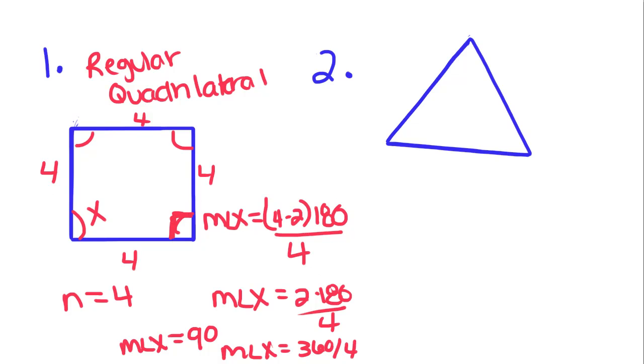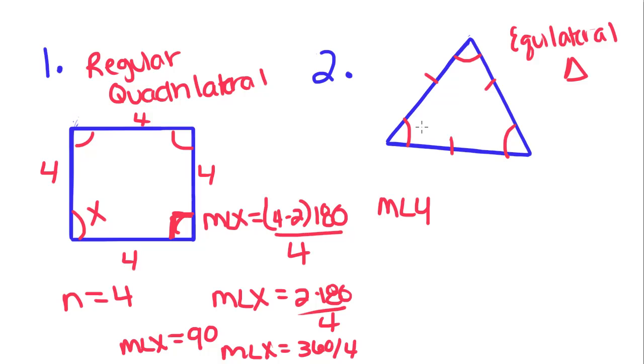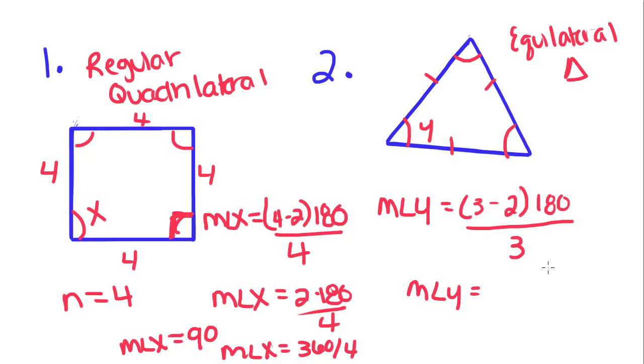So for the next one, we know that all these angles are congruent, and these sides are congruent because it's a regular triangle, or an equilateral triangle. So to find the measure of the angle, we're going to call this y. We take 3 minus 2 times 180 divided by 3, which is equal to 180 divided by 3, which equals 60.